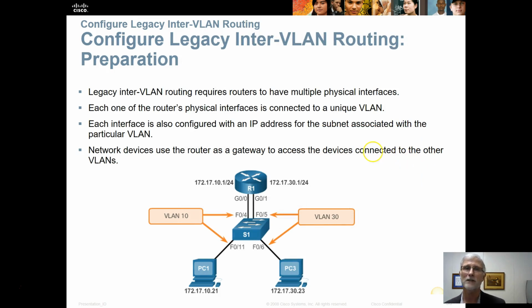But now, how do I configure inter-VLAN routing? So one, I've got to make sure that inter-VLAN routing requires routers. I've got to have multiple physical interfaces, otherwise it isn't going to work. Physical interfaces need to be connected to a unique VLAN. Each interface has to have an IP address subnet for that particular VLAN, and of course, the network devices need to have the sub-interfaces.